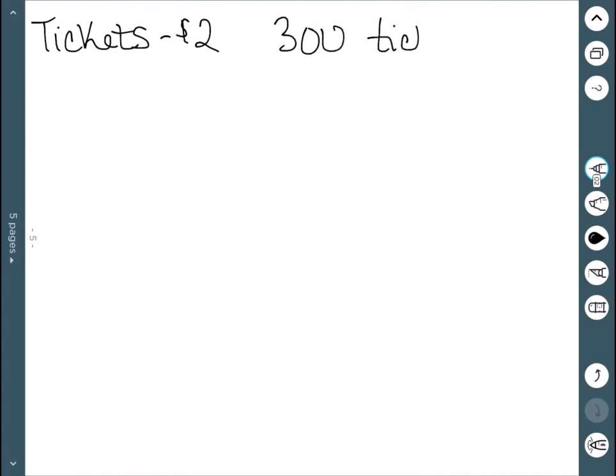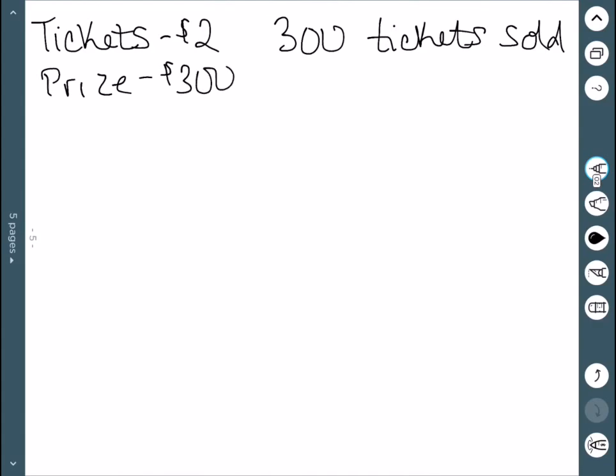Let's suppose we are in a raffle that's selling tickets for $2. And we know that we have 300 tickets that have been sold. The prize is worth $300. Well, we're going to suppose we bought 1 and figure out what the expected value is.